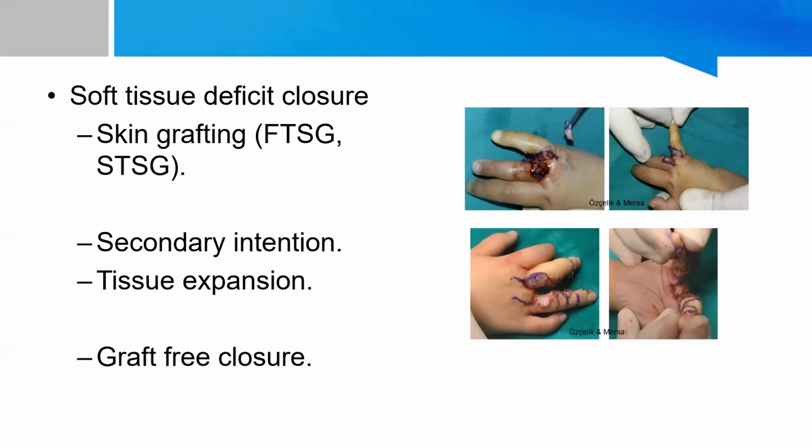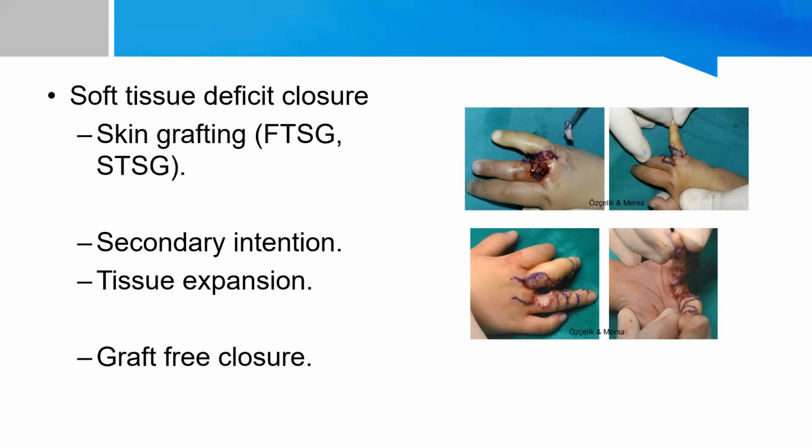A lot of techniques have been advised for soft tissue deficit closure. Skin grafting, with both types, full thickness or split thickness, has been advised. However, split thickness has fallen out of favor because it causes more contracture. Full thickness has its own complications also, such as skin color, hair, etc.